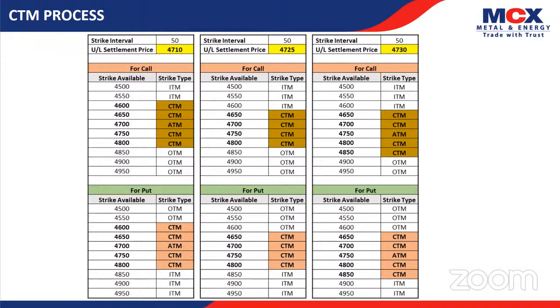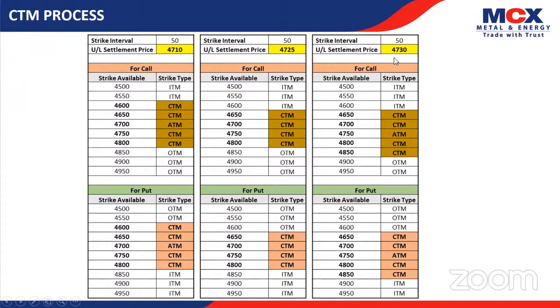So on expiry of crude oil options, whatever the underlying crude futures contract close price of that day is, just look at the first set of data. If the underlying crude oil futures contract close price on the day of option settlement was 47.10, in that case the nearest strike to 47.10 would be 4700. It becomes ATM. Two strike prices below this ATM and two strike prices above this ATM, these five strike prices from 4600 to 4800 form a band called CTM.